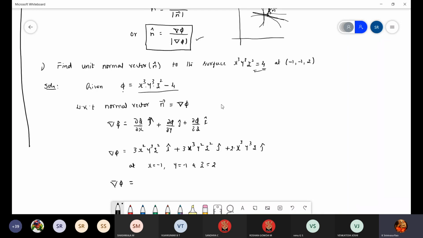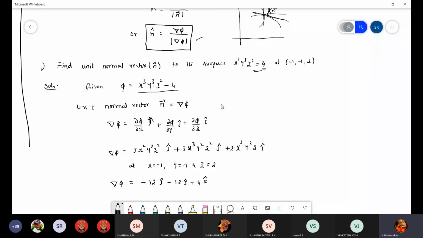First term: 12 i cap, plus 12 j cap. Plus or minus? Minus 12 i cap, because x is positive but y is negative here, so minus 1. Then minus 12 j cap, and then plus 4 k cap.